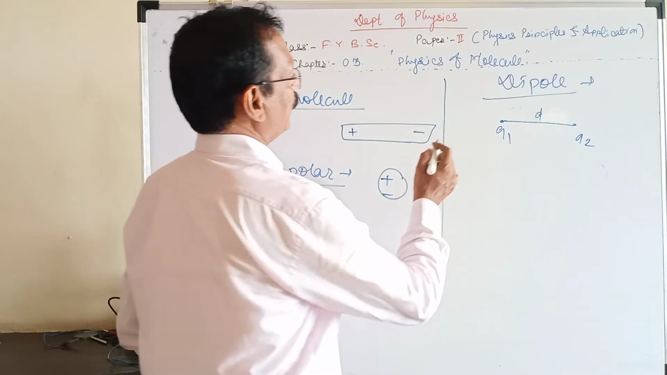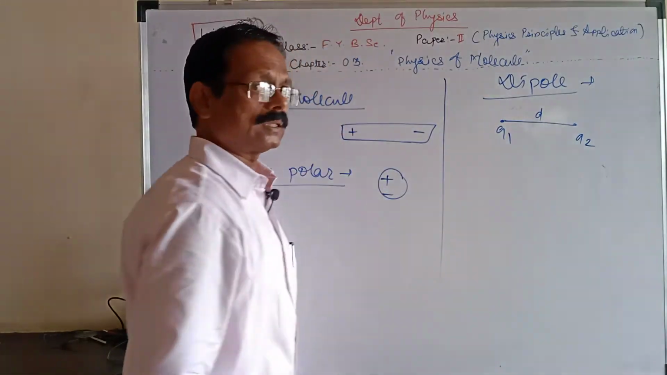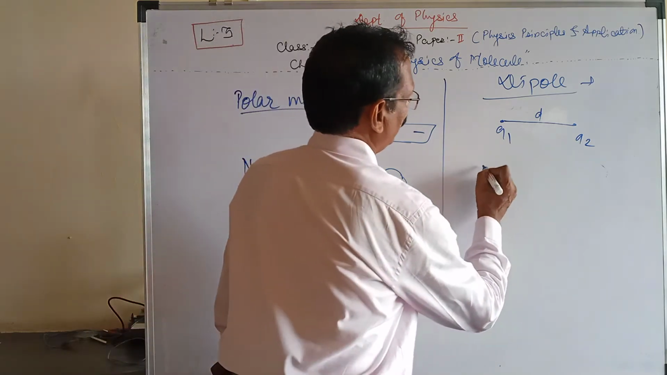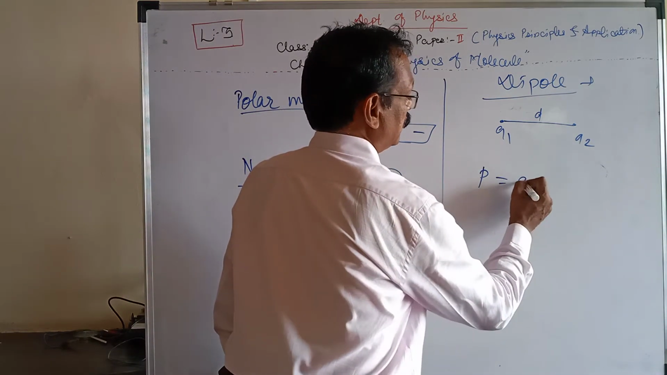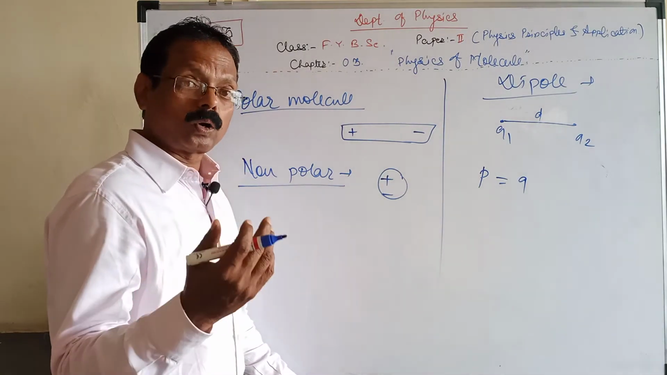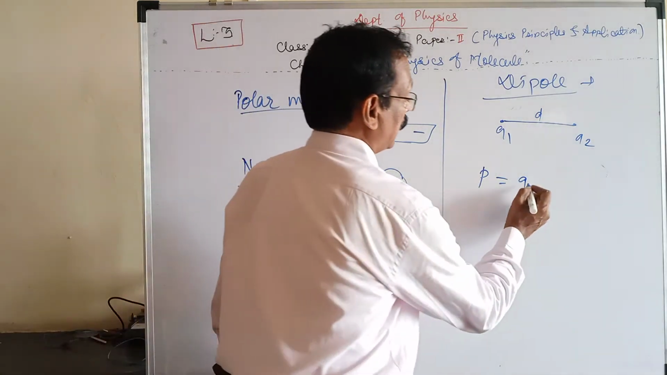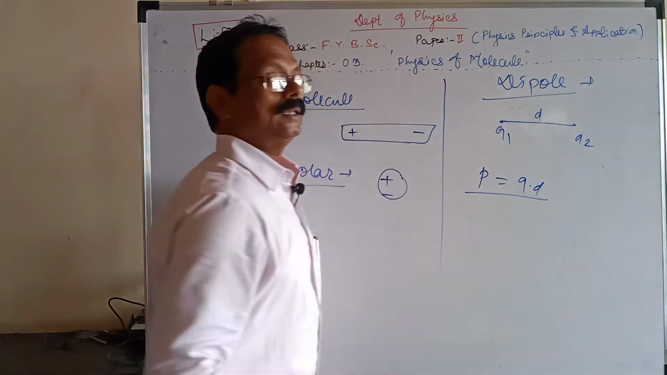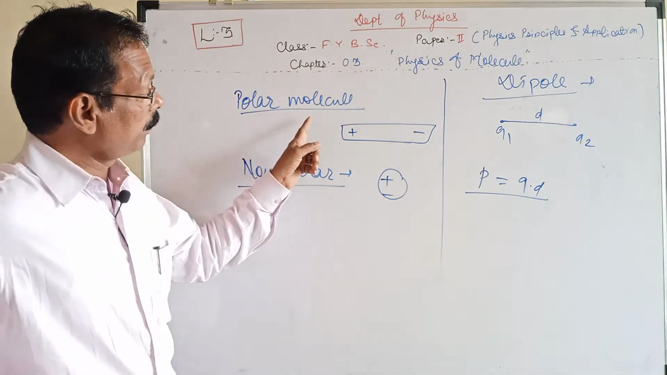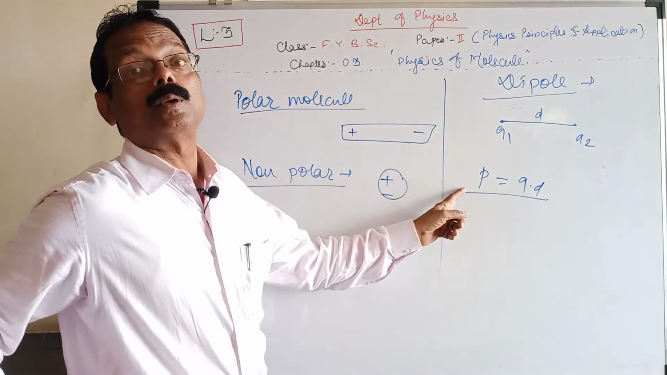Then what is a dipole? If two equal and opposite charges are separated by some finite distance d, they form a dipole. And what is the dipole moment? The definition of the dipole moment is the product of the magnitude of either charge and the distance between them. That is the dipole moment. So we make one statement here: a polar molecule has a permanent electric dipole moment.